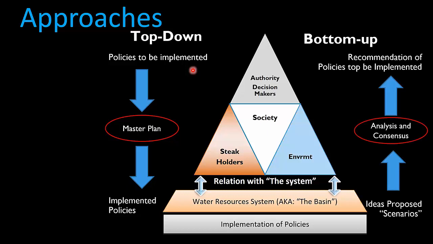Then the other one is more a bottom up, and bottom up is pretty much a group of user stakeholders, the so-called people interested in water. They get together, they start analyzing the system, evaluating ideas, proposing strategies, and all of those to come into a consensus, and then recommend what will be the different list of actions to be implemented. And that's pretty much the implementation of Sigma.